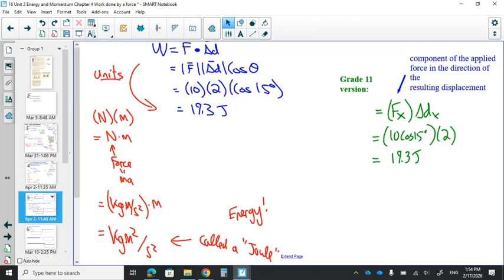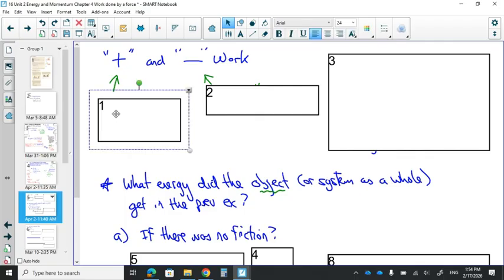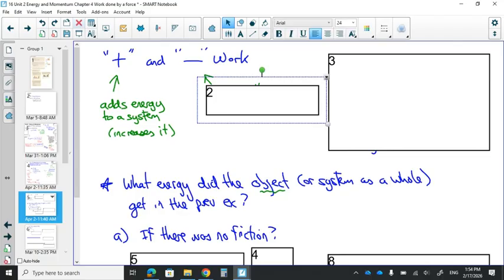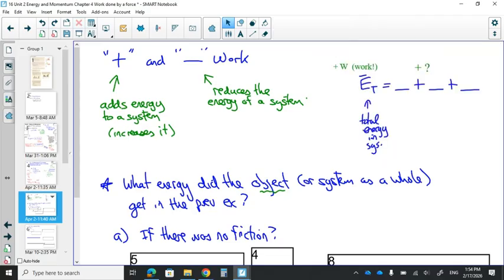All right. So the idea of positive and negative work, just like you saw in grade 11, really, the idea that you can add to the system or you can reduce the energy of the system. And so if you think of the total energy of a system, if you're adding work in, then the total energy of the system increases. You have more energy in the system than you had before.